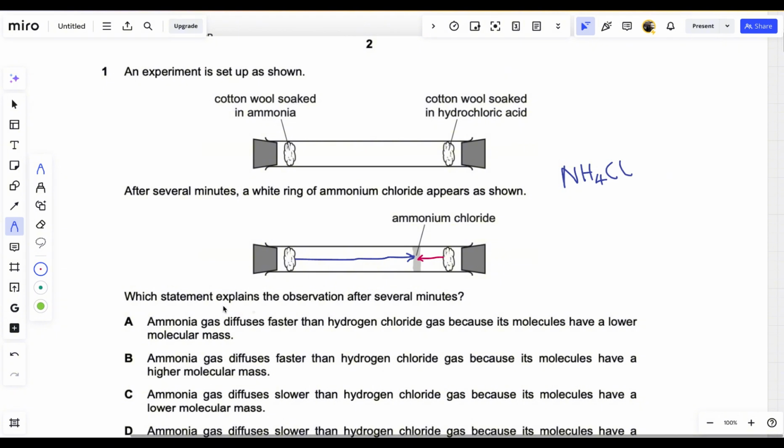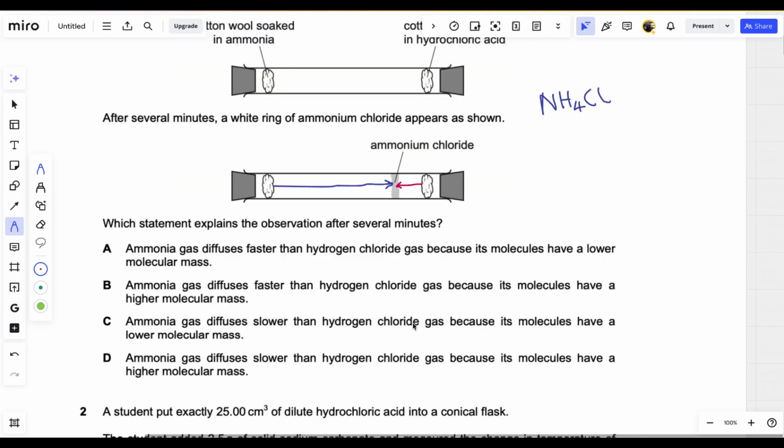Now, which statement explains the observation after several minutes, the ammonium chloride that is formed closer to the hydrochloric acid? Option A says ammonia gas diffuses faster than hydrogen chloride gas because its molecules have a lower molecular mass. That's true. It diffuses faster and travels a longer distance.